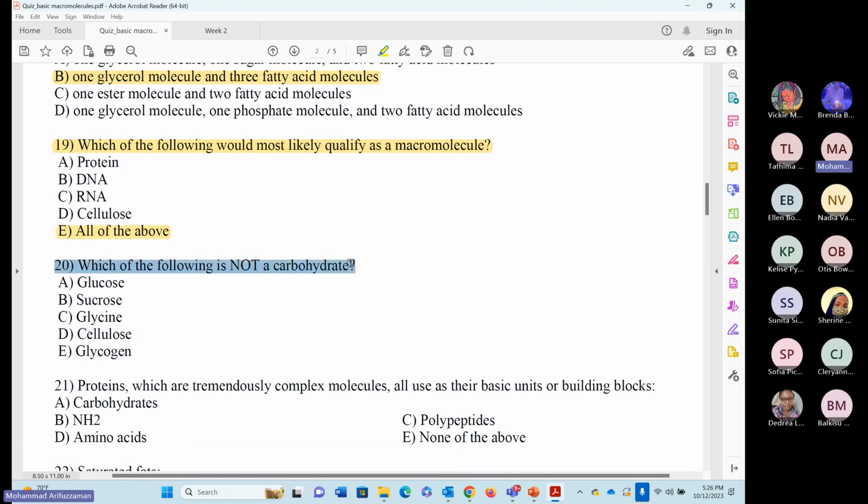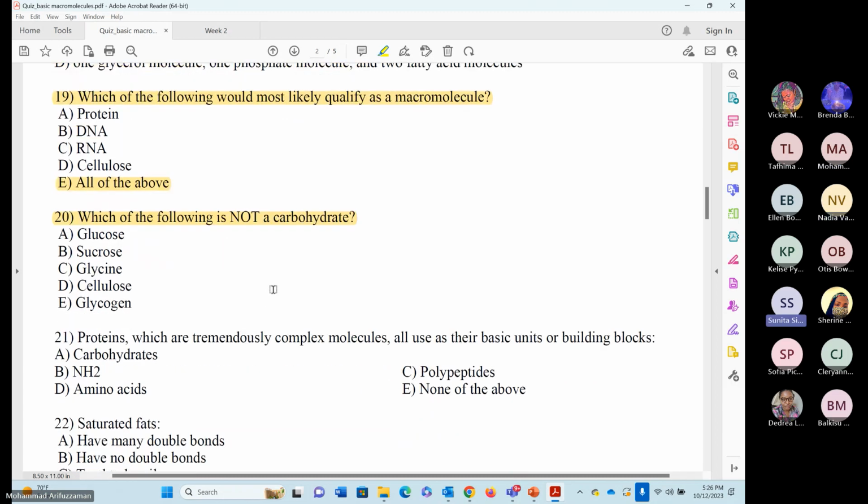Which of the following is not a carbohydrate? You have sucrose. C is the glycine. So what is glycine? Is it an amino acid? Yes, glycine is an amino acid. Good.